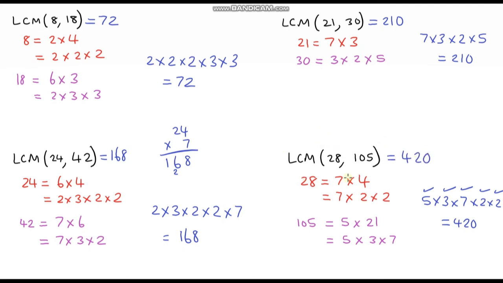Now, the benefit of using this technique over listing is that it ensures that you always get the correct answer, because sometimes listing out multiples of large numbers can be quite tricky. So for example, when we're listing out the multiples of 28, that's quite a lot of brain work to be doing, and also the multiples of 105. But doing it this way, you're only ever dealing with smaller numbers. So when you're breaking the numbers down into their prime factors, all you're dealing with are these small numbers. The last bit is a bit trickier, but it's still a lot easier than if we were to list out all the multiples.